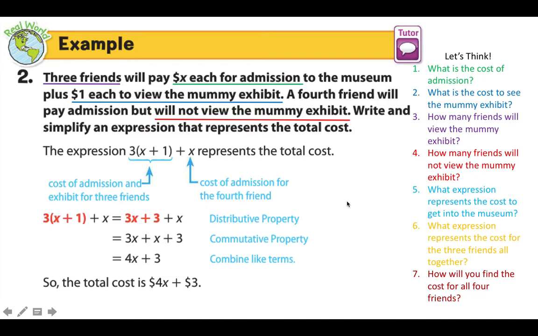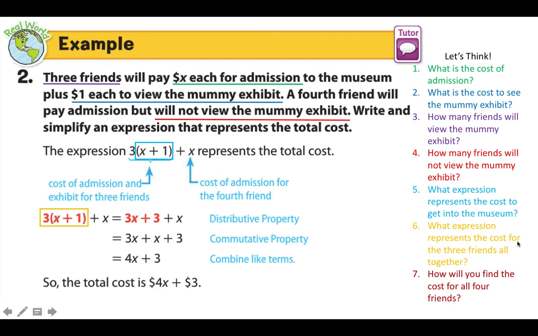Now, the expression that's going to represent the cost to get into the museum is X plus 1. Remember, X is the cost of admission, and we've got 3 friends that are also going to the exhibit in the museum. So that means they're going to pay X dollars for admission and $1 for the mummy exhibit.